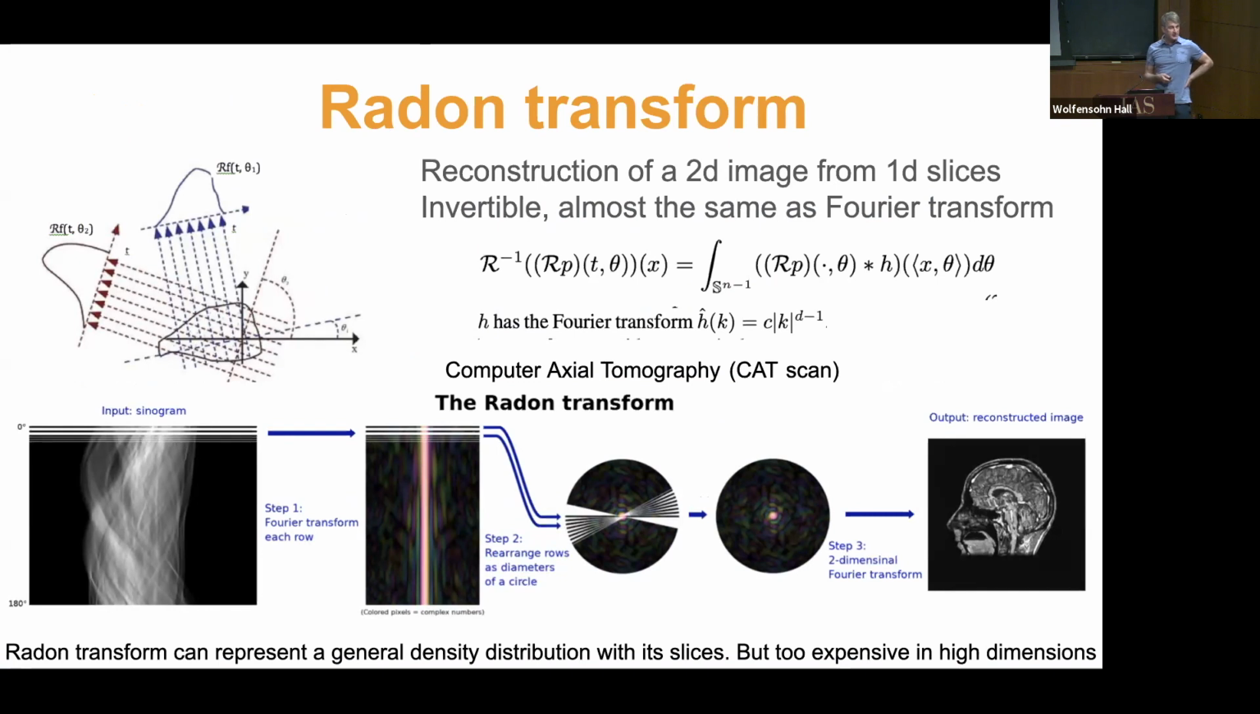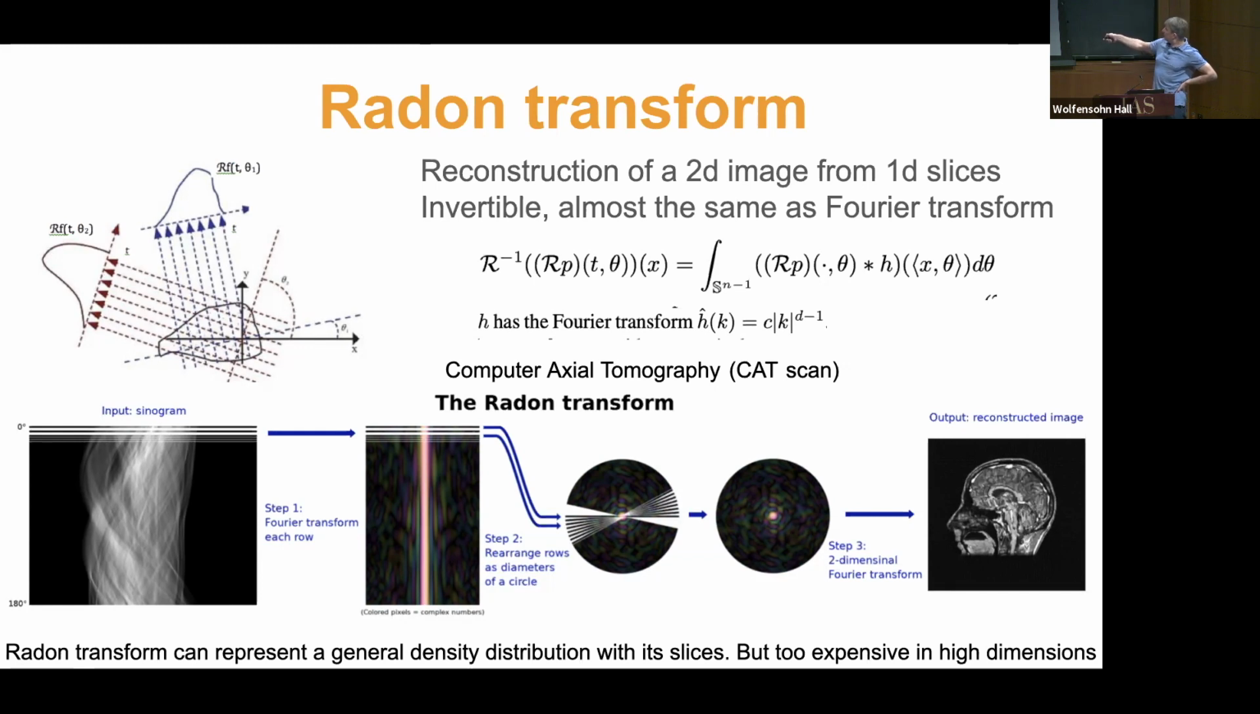The Radon transform theorem says that any high-dimensional density can be parameterized in terms of one-dimensional slices. What are one-dimensional slices? Think of it this way: you have an object and you want to describe its density. You do projections of the density along different directions. This theorem says you can reconstruct, in this case, a two-dimensional image from these one-dimensional projections.